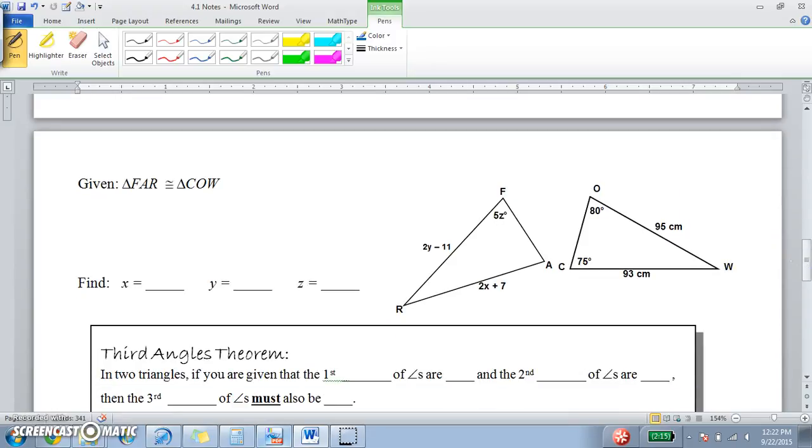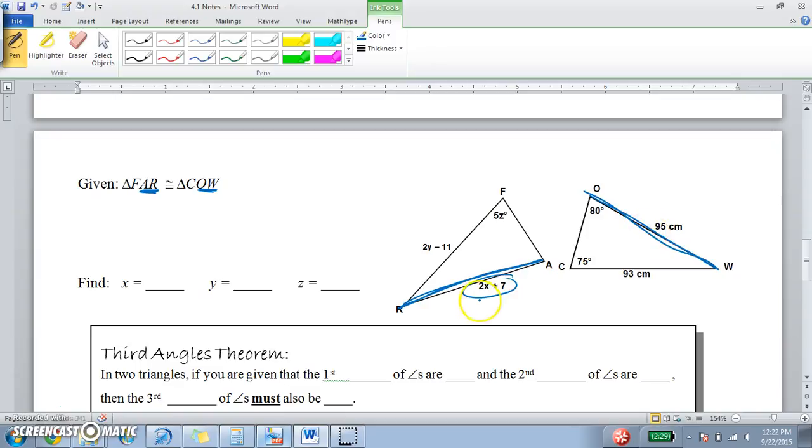Similar problem now, except we've got some variables thrown in. So we've got triangle FAR congruent to triangle COW. We've got to solve for X, Y, and Z. So X I've got here. This side right here, AR, is 2X plus 7. So AR are the second and third letters here. Those match up with O and W. So OW right here is 95 centimeters.